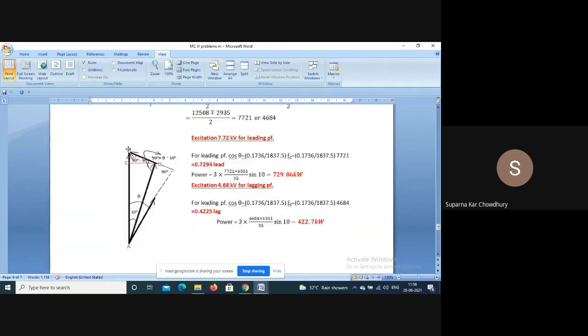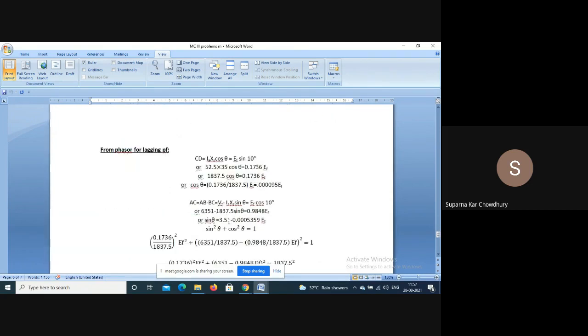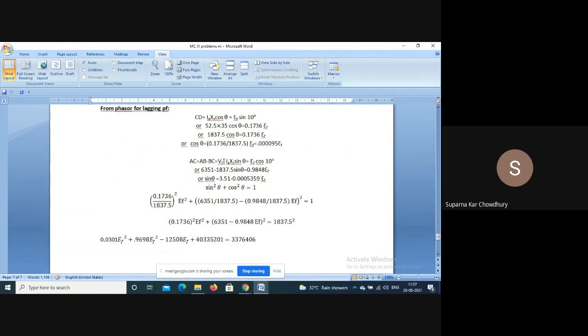Similarly, for this component, AC will be AB minus CB. So AB is Vt minus IaXs sine theta. In the previous case we had a plus sign here, here it is a minus sign. So this is equal to EF cos delta. If we arrange, we will get a similar type of expression. There sine theta was this expression minus this, so here we just have the negative sign.